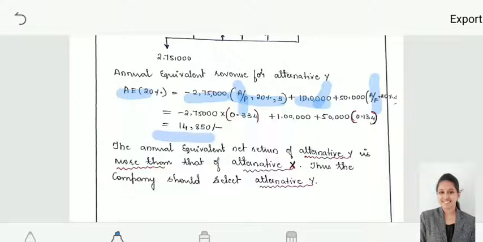14,850. Thus, the annual equal return of alternative Y is more than that of alternative X. Thus, the company should select alternative Y. That means after making a comparison, the equal return of Y is better than that of X. So I will be selecting alternative Y.